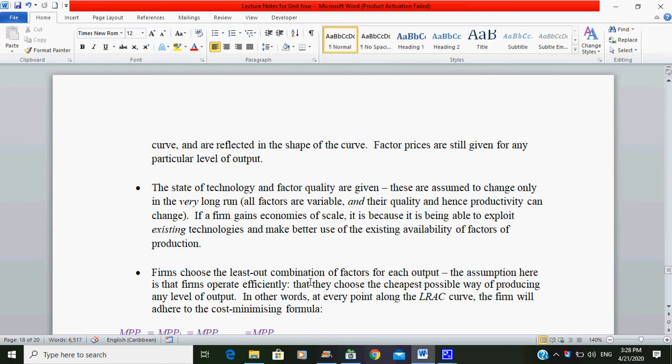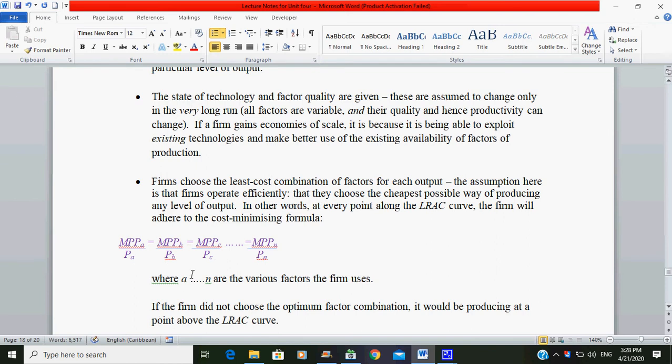The last assumption is that firms choose the least cost combination of factors for each output. The assumption here is that firms operate efficiently, that they choose the cheapest possible way of producing a level of output. In other words, at every point along the LRAC curve, the firm will adhere to the cost minimizing formula, which was shown as this, where A to N are various factors the firm uses.